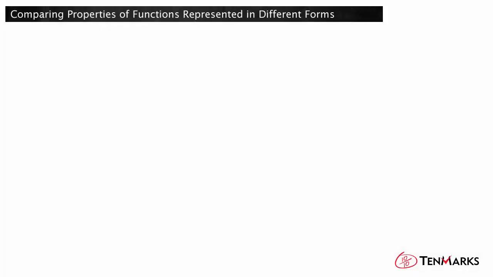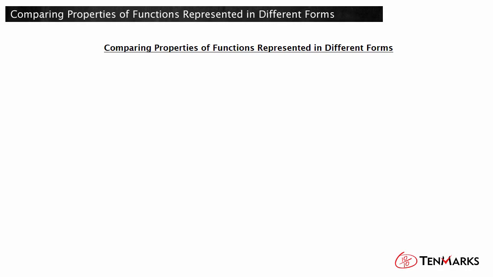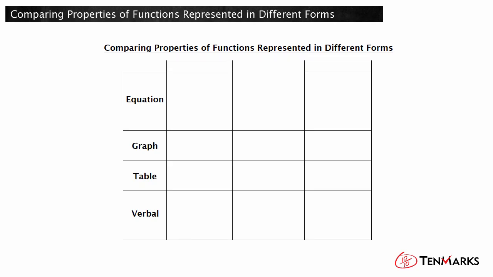In this video, you will learn how to compare properties of functions when they are represented in different forms. Functions can be represented in many different ways, such as by an equation, a graph, a table of values, or a verbal description. When looking at the different representations of functions, some important properties to look for are the slopes of linear functions and the x and y intercepts of all functions.